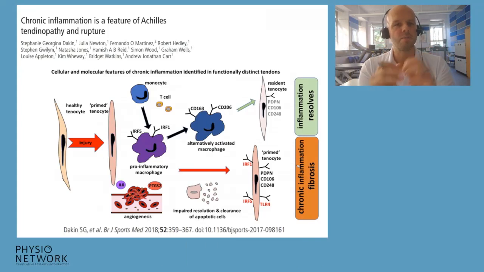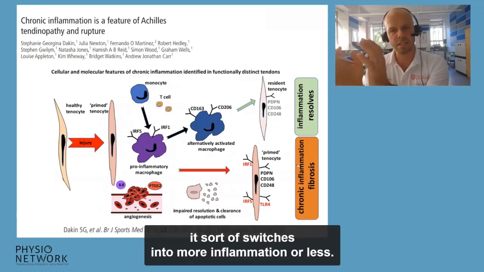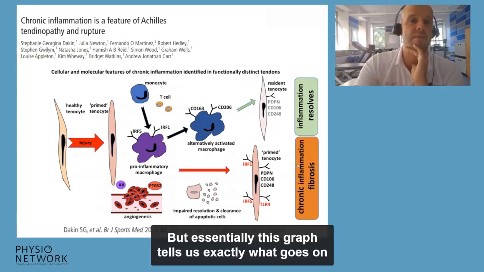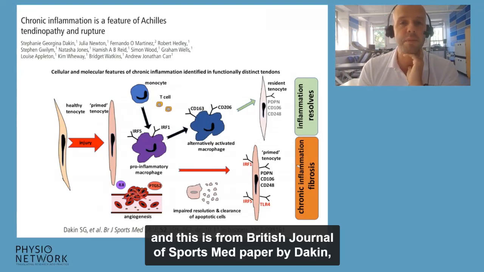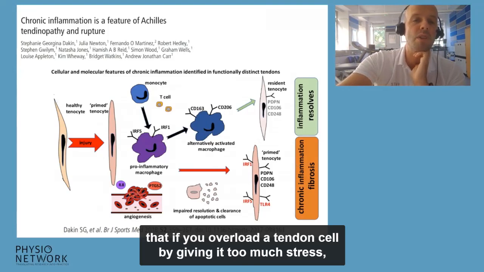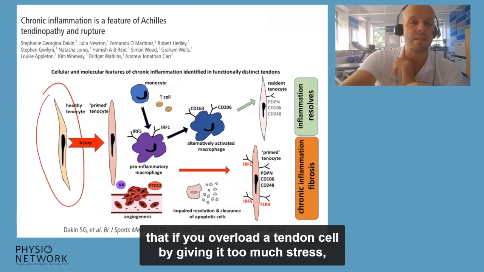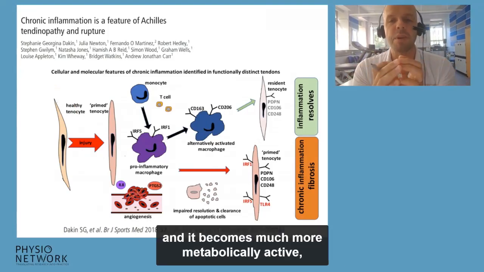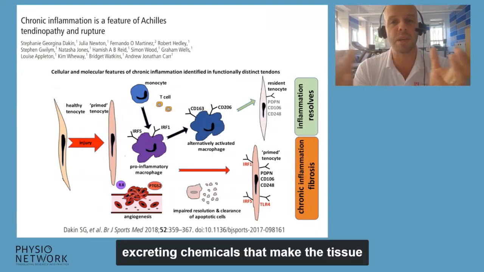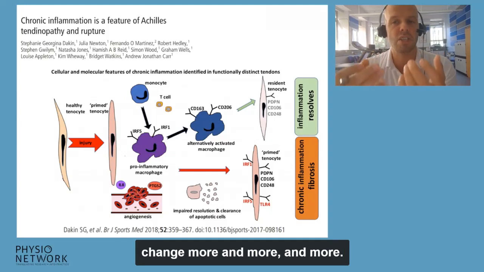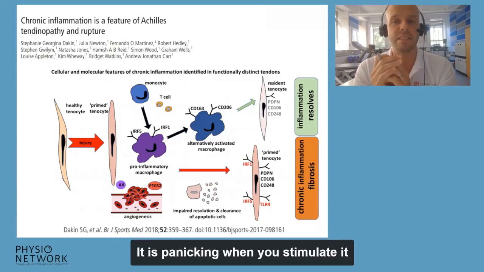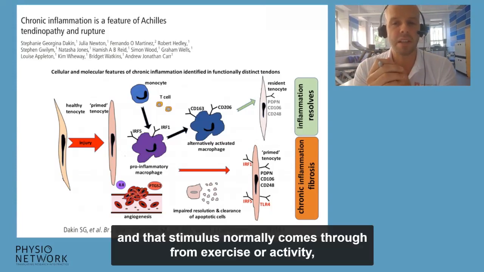It's this reaction, and probably at different stages there's different sort of switches into more inflammation or less. But essentially, this graph tells us exactly what goes on. And this is from a British Journal of Sports Medicine paper by Dakin, that if you overload a tendon cell by giving it too much stress, you move it from the healthy component into an injured state where the cell changes its shape and it becomes much more metabolically active, excreting chemicals that make the tissue change more and more and more. This cell they term as a primed cell that is overactive. It is panicking when you stimulate it. And that stimulus normally comes through from exercise or activity.